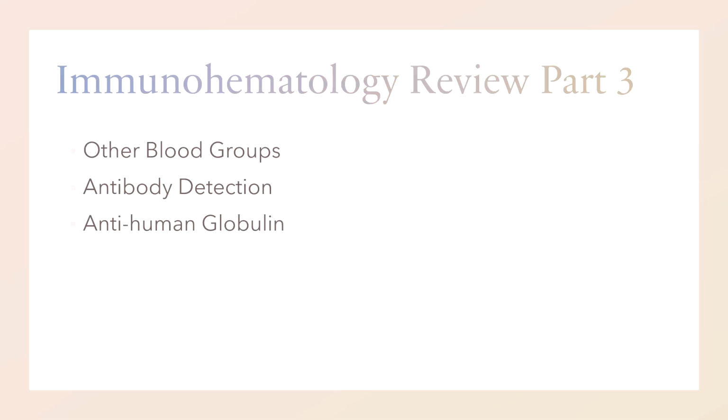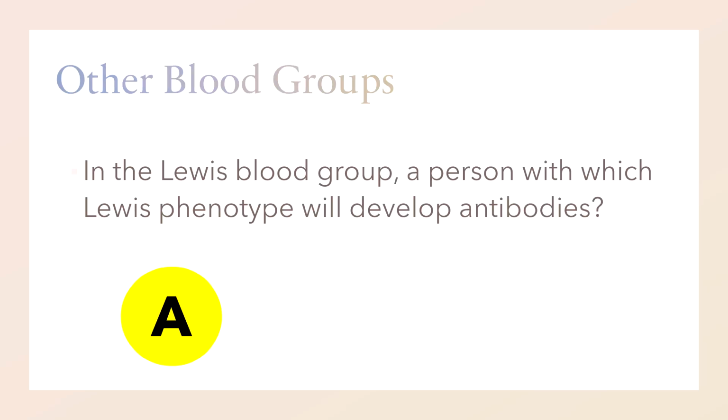Immunohematology Review Part 3. This covers other blood groups, antibody detection, and anti-human globulin. Other blood groups. In the Lewis blood group, a person with which Lewis phenotype will develop antibodies? Someone who is Lewis A negative, B negative.